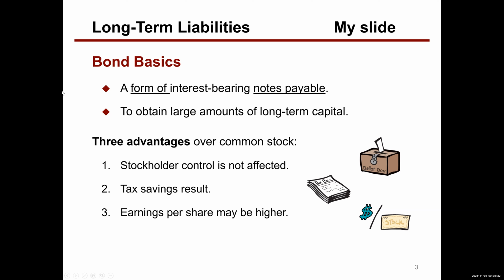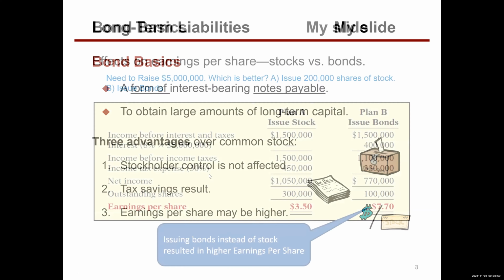The advantage of a bond is that it doesn't affect ownership interest. If we issued common stock, then everybody's shares are going to be decreased by more owners. So the ownership doesn't change. It's more like a liability. I'll just show you this.